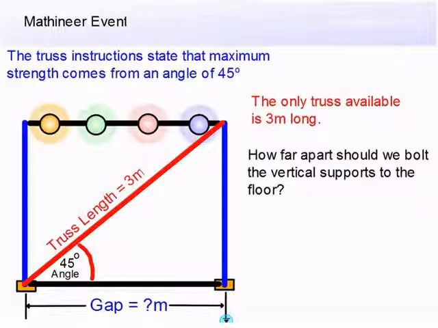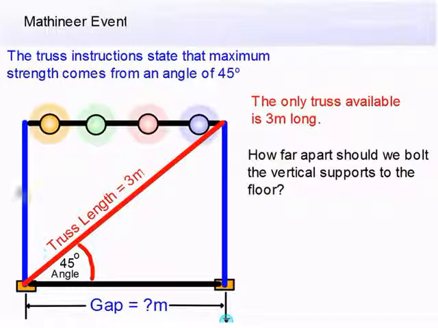Here's just one more quick example. We've got a truss holding up a lighting rig, and the instructions state that the maximum strength of this red truss here comes from when there's an angle of 45 degrees. So obviously you need to set things up the way they're meant to be set up. But the only truss available is 3 meters long. So we know this red line here is 3 meters long, and we know the angle here has to be 45 degrees because the instructions tell us.